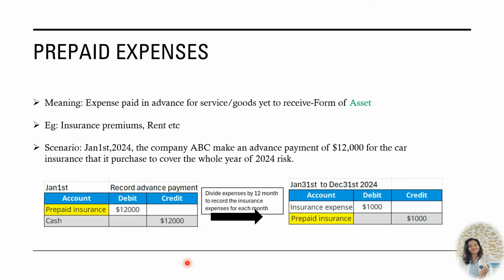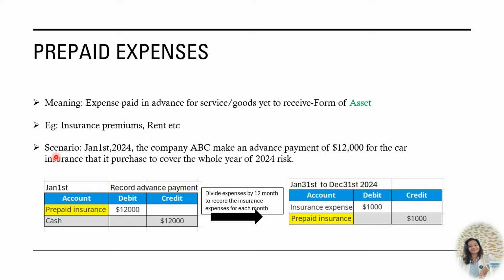Now, the second journal entry we have is on prepaid expense. Remember, the term itself says that pre means you have already paid in advance. You have already paid in advance for the service or goods which you are yet to receive, and this will be a form of an asset account. Examples of prepaid expense are very common, like insurance premium and rent.